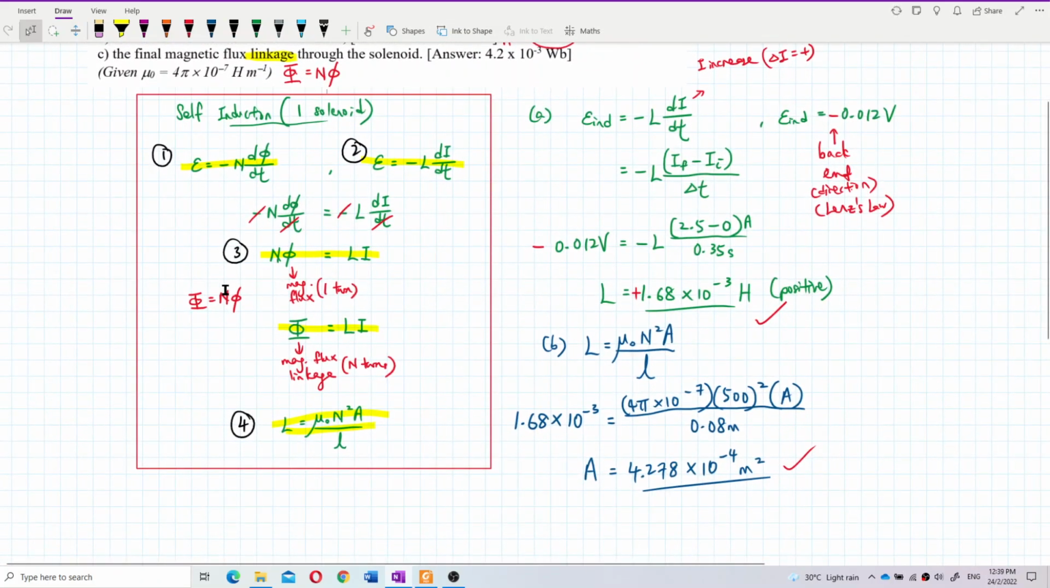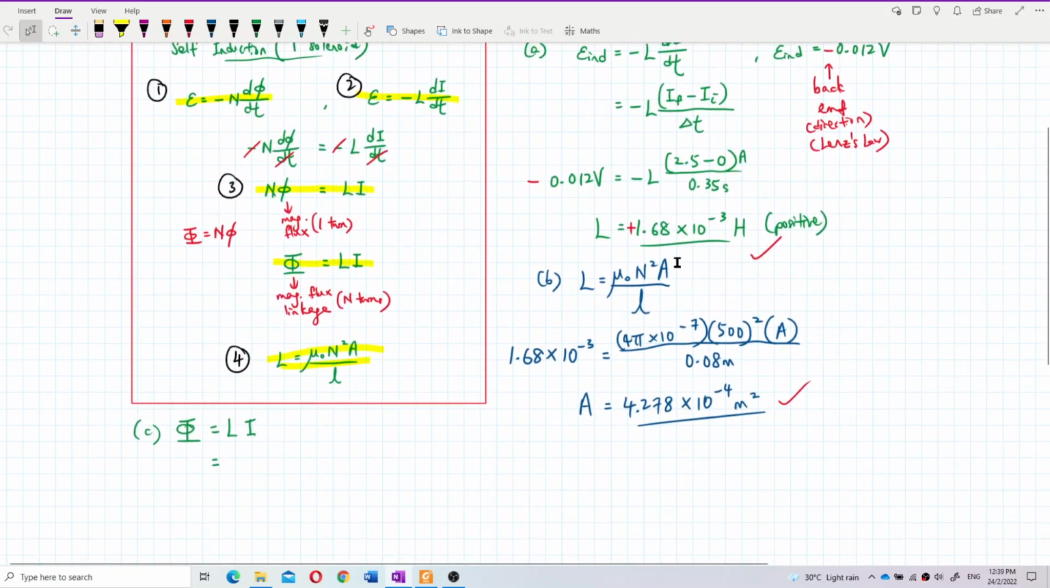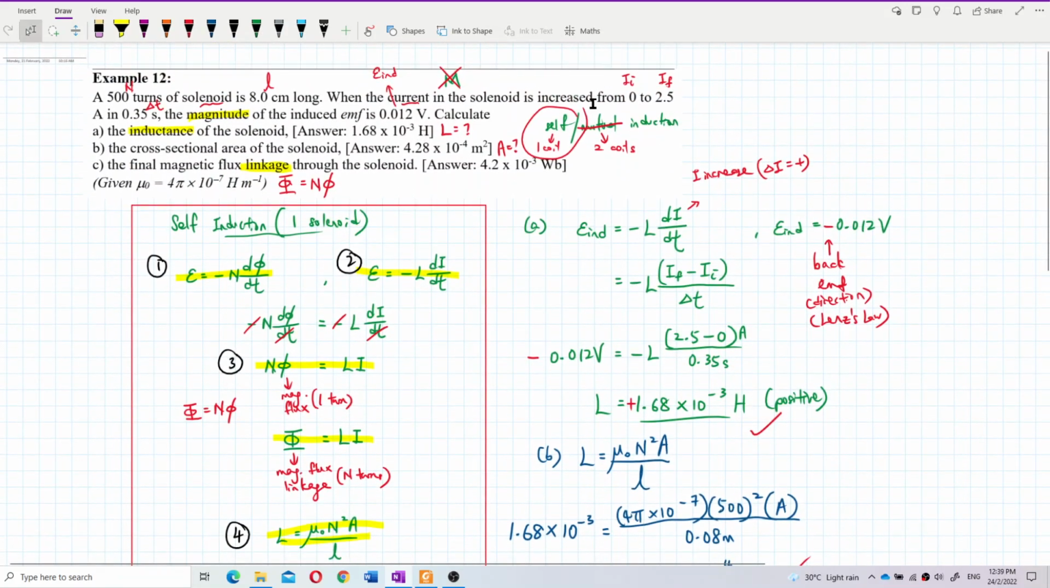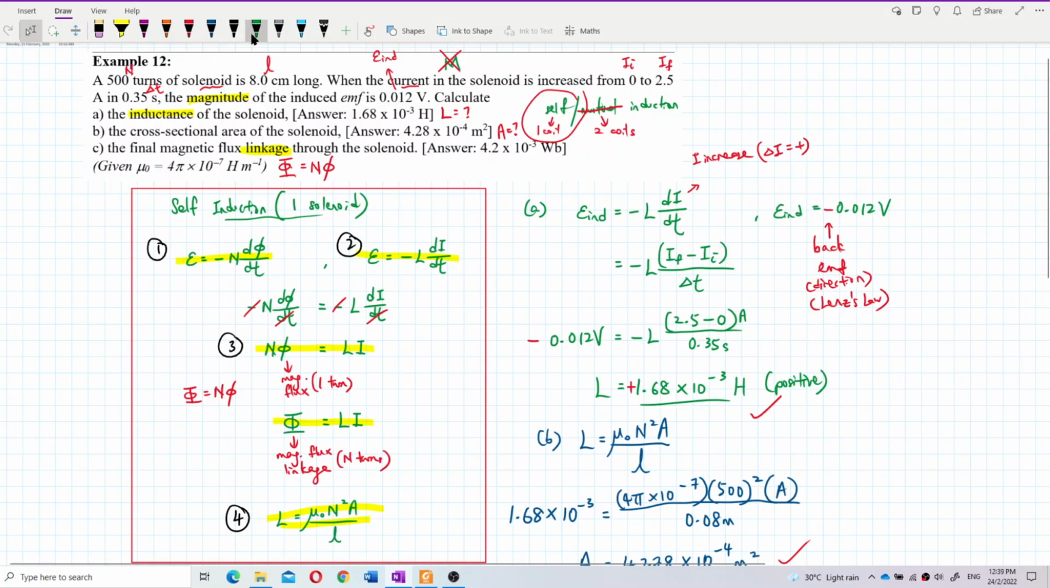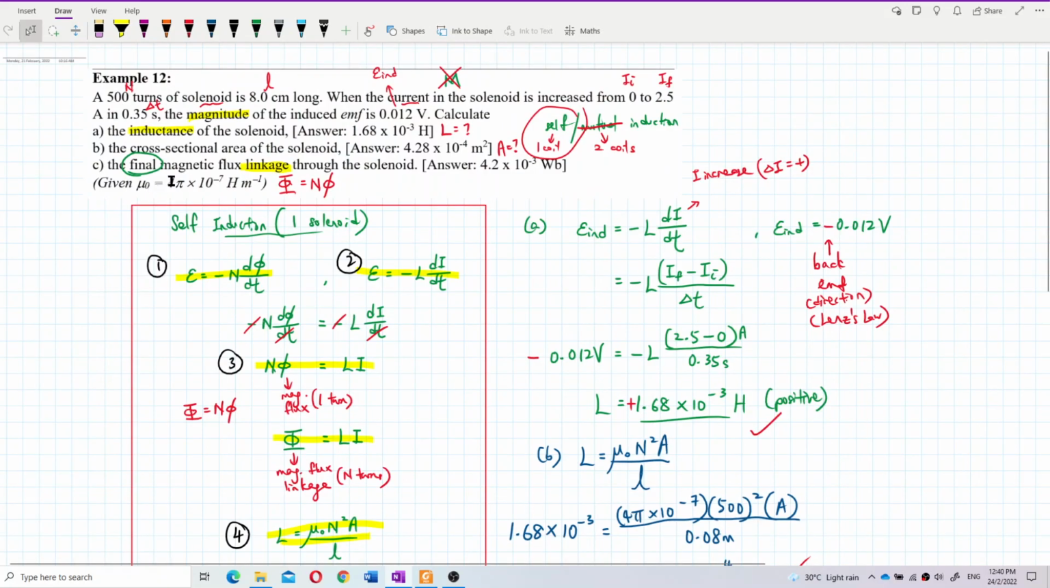Okay, so question C. Magnetic flux linkage is equal to Li. Remember, linkage is the capital phi, not the small phi. So L is 1.68 exponent negative 3, which I got just now. And then the current. Do I have the current? Here there is a word: I want the final. The final flux, the final magnetic flux linkage.